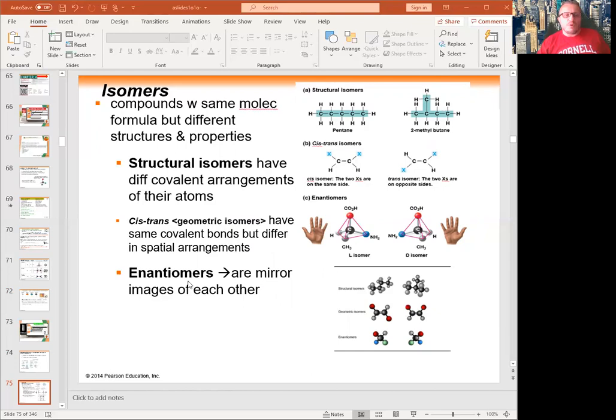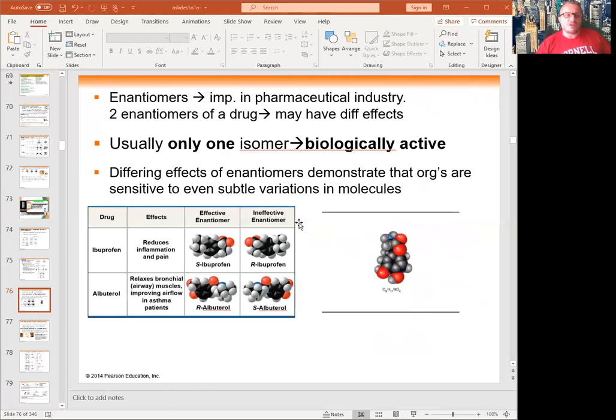Then enantiomers are mirror images of each other, like 2 hands, right-handed and left-handed. If there are enantiomers, usually only one isomer is biologically active, and the other one is not. Here is ibuprofen: S-ibuprofen is effective, and R-ibuprofen is not effective.